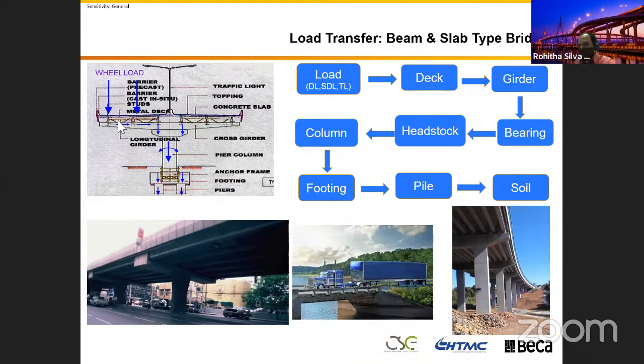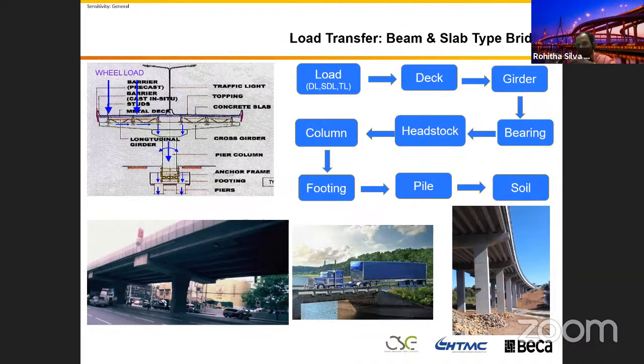And then from the bearing, it goes to the headstock. I'm talking about the beam slab type structure. It's got a girder, a bearing, and a headstock, the horizontal member. From the headstock, it goes to the column. From the column, it goes to the footing. From the footing, it goes to the pile. From the pile, it goes to the soil. This is the standard load path of a bridge, right? Why did I put this particular slide in here? Later on you can see this load path.